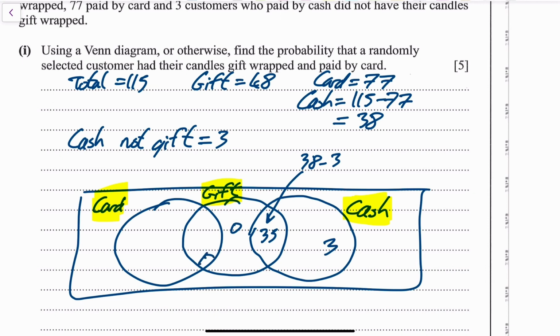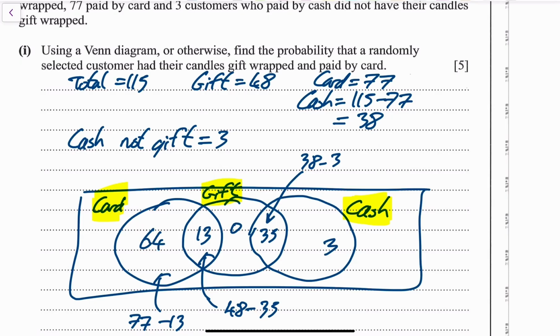Then you know that there are totals. So the next thing I'm doing, you know there's a total of 48 people who get a gift wrap. So this is going to be 48 minus 35, that's going to give me 13. And then you know card was 77 people, so 77 minus 13. So there's 64 people who didn't get a gift wrap.